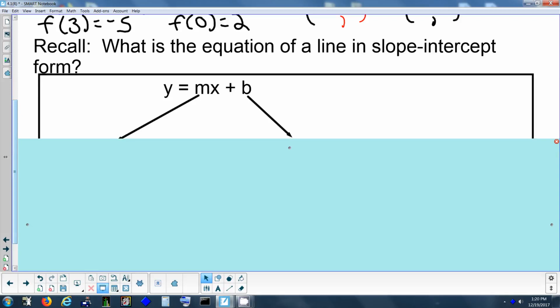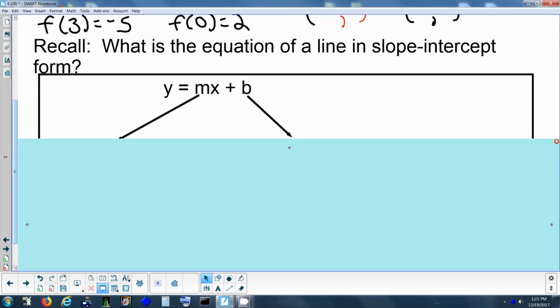Alright? So, m. What does m stand for? Or, this might help other people. When we're talking about slope-intercept form, what number is always with the x? Slope. Very good.